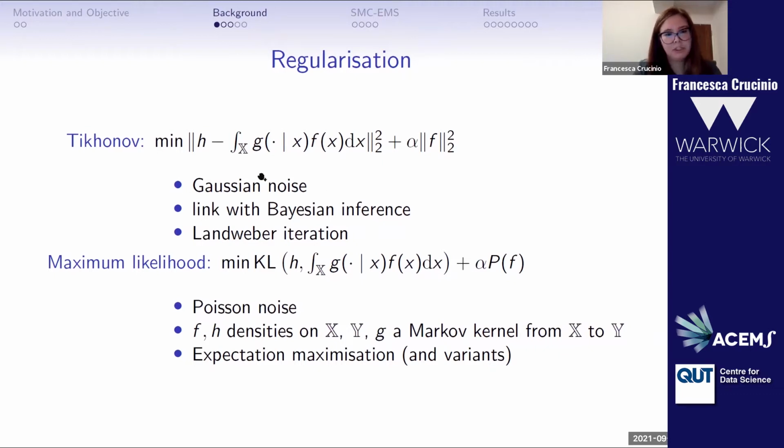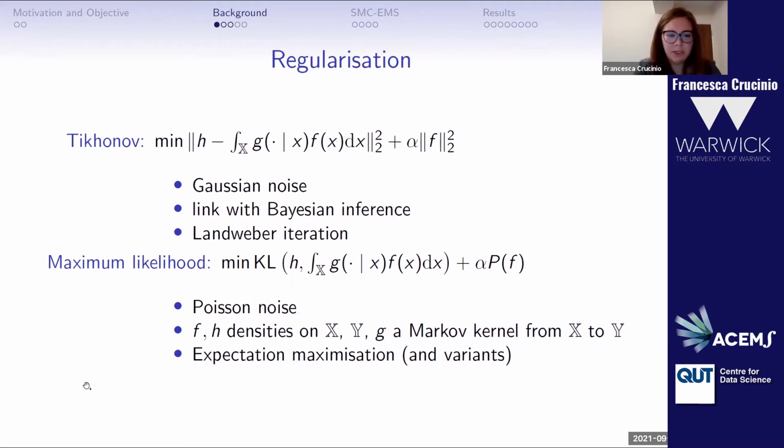Under this assumption of Gaussian noise, this has a very nice link with Bayesian inference, because you can see that this looks a bit like a likelihood, and the additional norm over here looks a bit like a Gaussian prior. So we can do something in that direction. And there are also iterative methods to solve this minimization problem. The most famous one I know of is called the Landweber iteration, which works very well in one dimension, but as I mentioned earlier, gets quite hard when you are in dimension 2 and above.